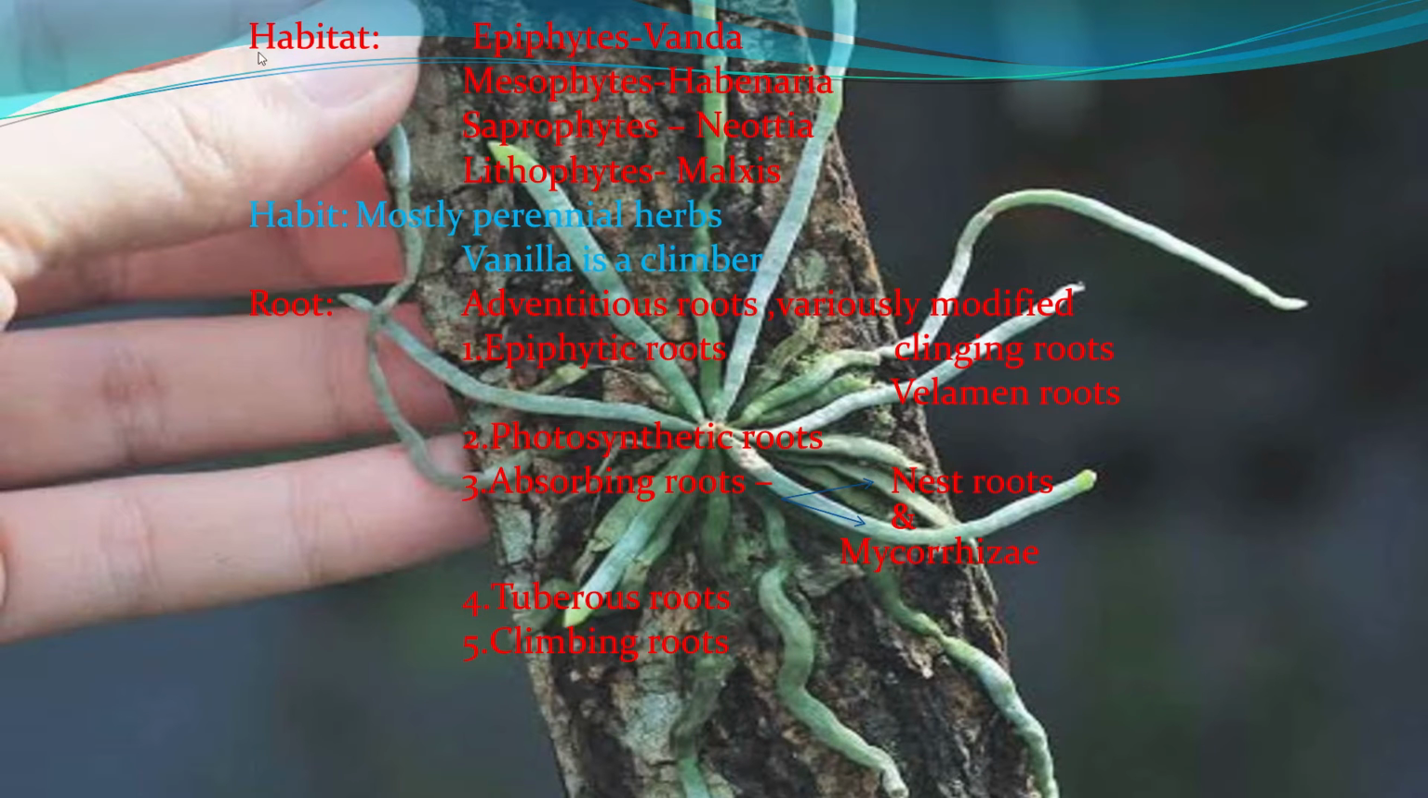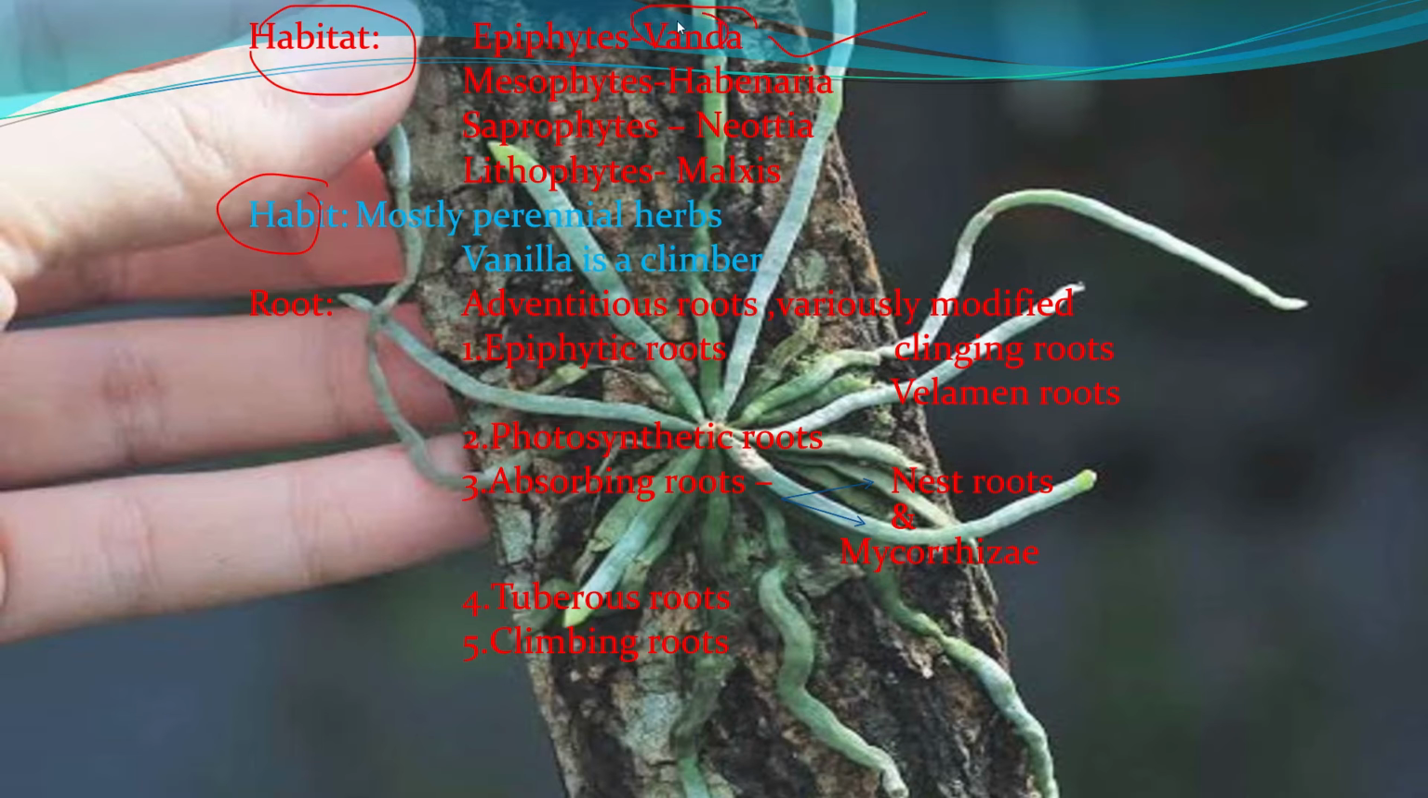In the Orchidaceae family, what are the habitat and habit? In habitat, mostly they are epiphytes. Totally in the Orchidaceae family, they grow as epiphytes. What are epiphytes? Plants growing on other plants, on the branches of other plants, are called epiphytes. Epi means upon, phyta means plants. Plants growing on another host plant are called epiphytes.